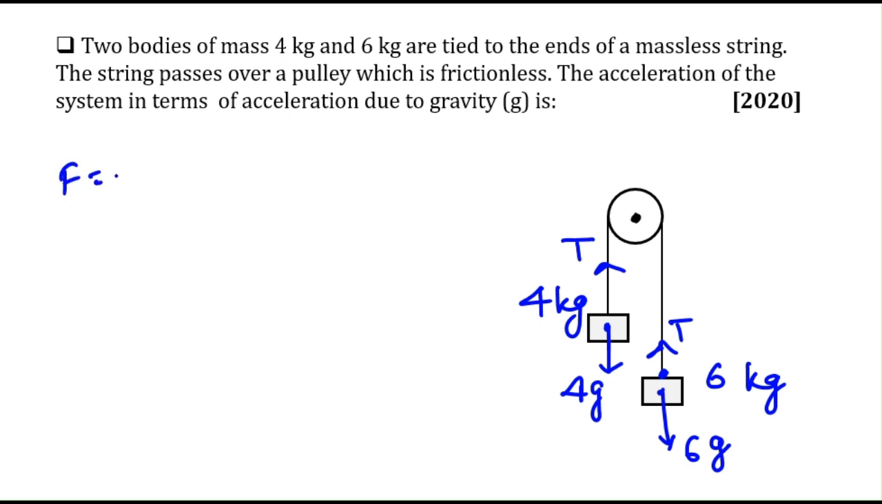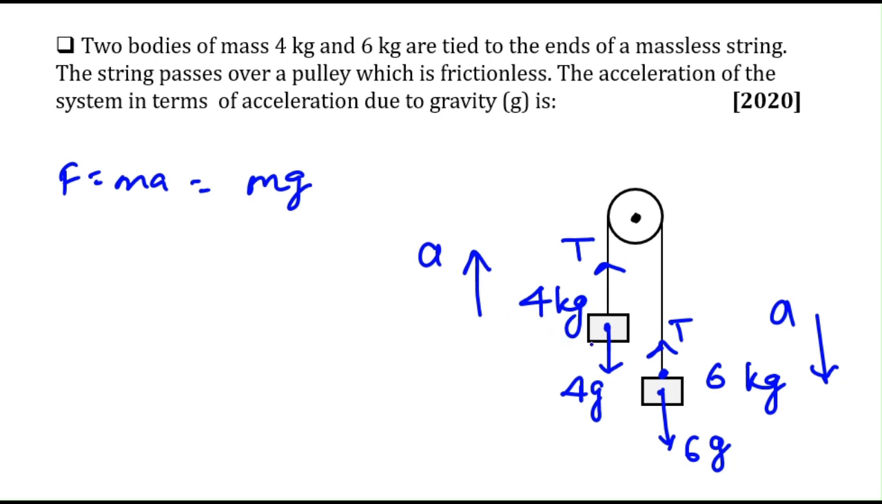So we have F equals to mass into acceleration, and for gravitational force, this will be mass into acceleration due to gravity. Now, by observation, we can say that this system should accelerate in such a way that this 4 kg body will go upward and this 6 kg body will go downward. And if this string is inextensible, these two accelerations should be the same.